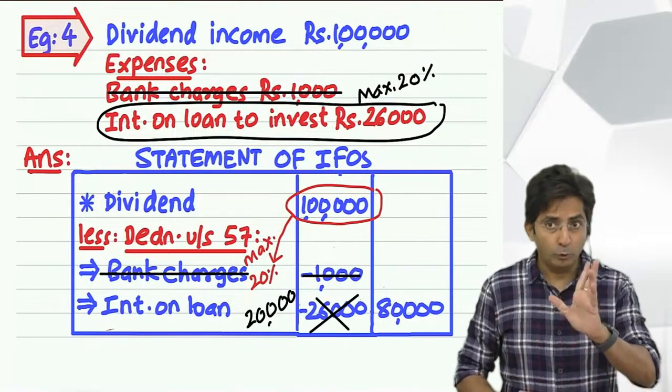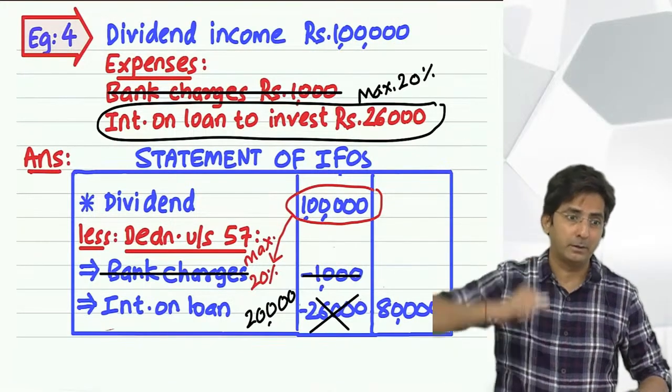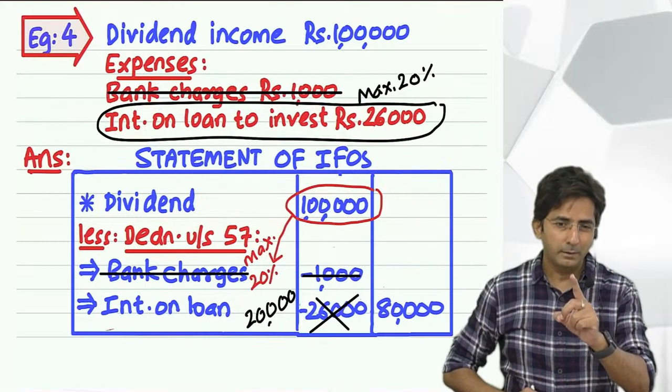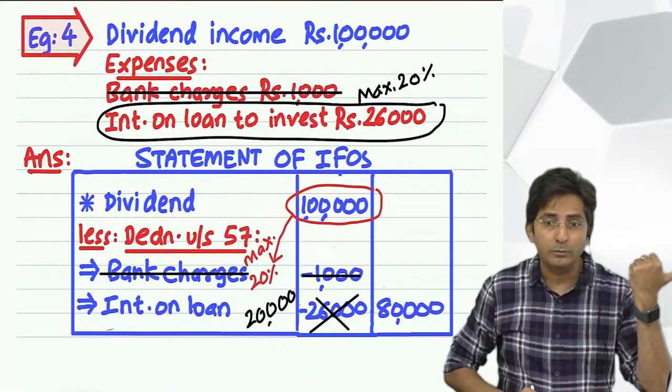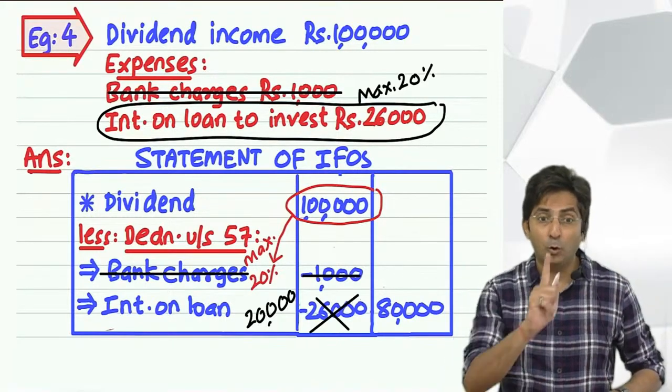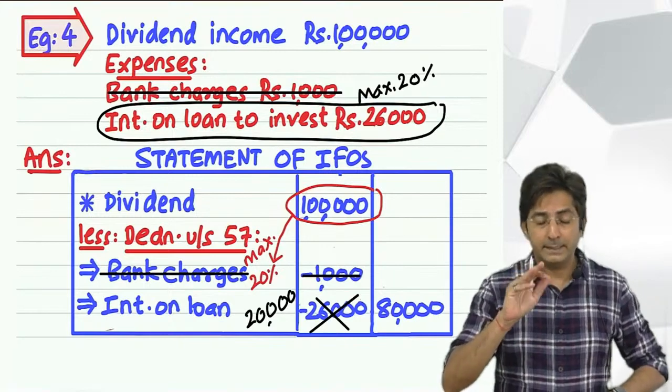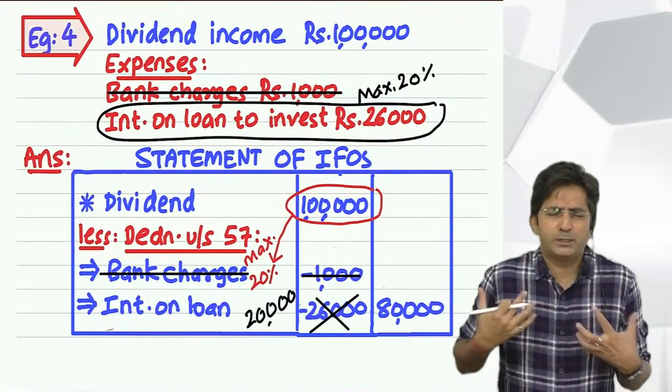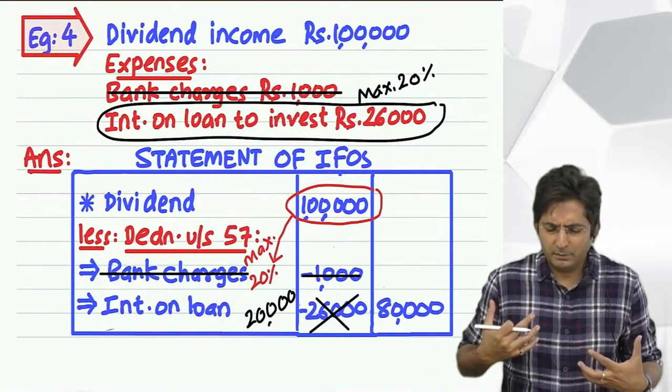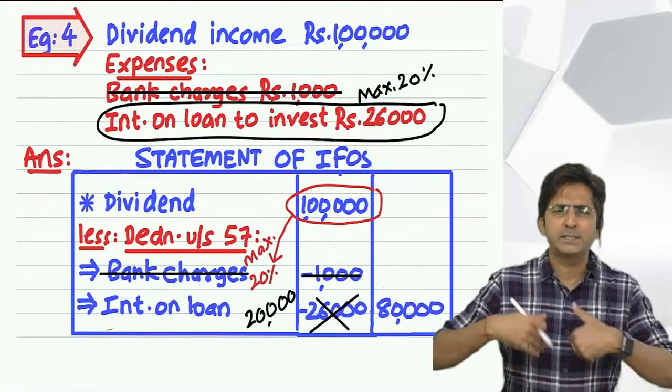But see, although we say dividend is the income of rich people, these rich people also take huge risk by taking loan. So that loan is respected. See, imagine if I am a very rich person. So I am very much confident in investing in the share market.